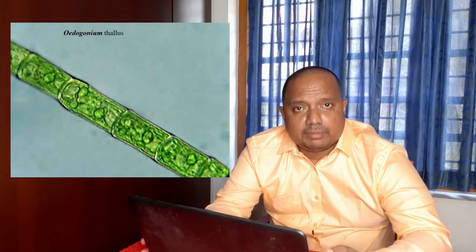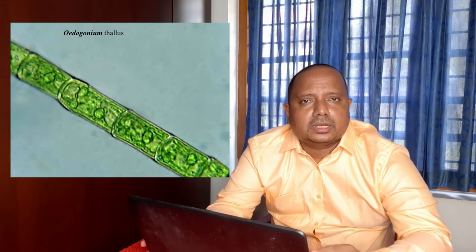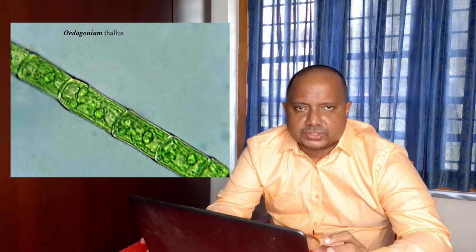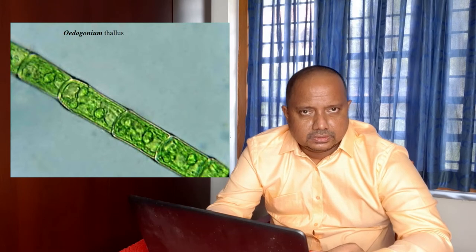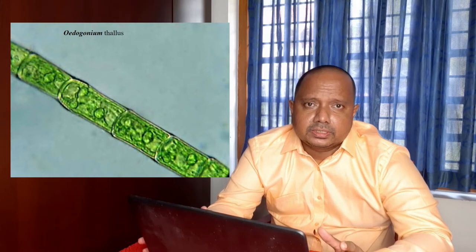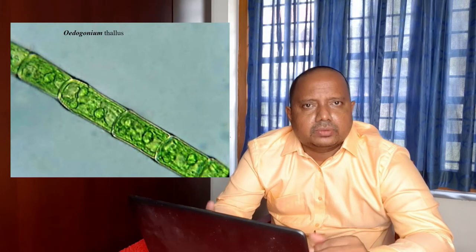So let us move with the details of morphology and habit. In this figure, you can see a thallus or a filament where the cells are arranged end to end. It is green in color and microscopic. Since it is of one cell thickness, you cannot see a single filament with your naked eye, but when the filaments club together, you can observe them with your naked eye. So it is microscopic, filamentous.